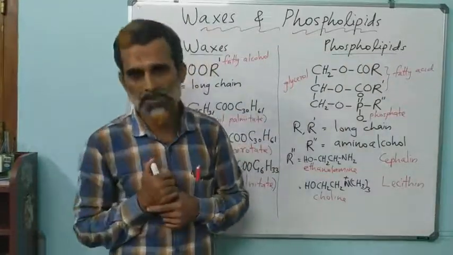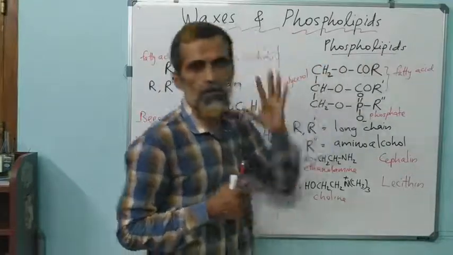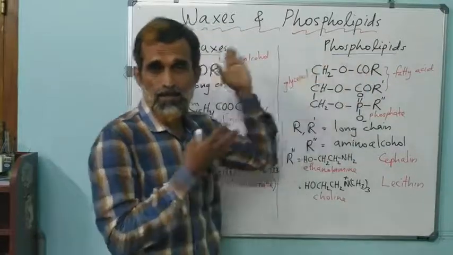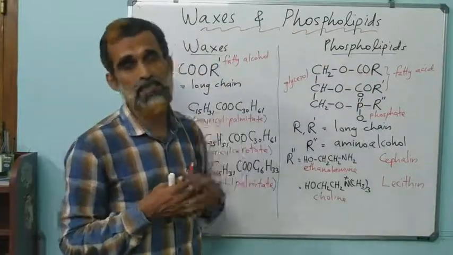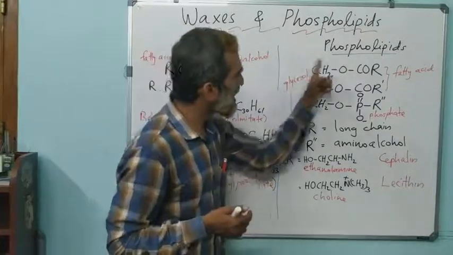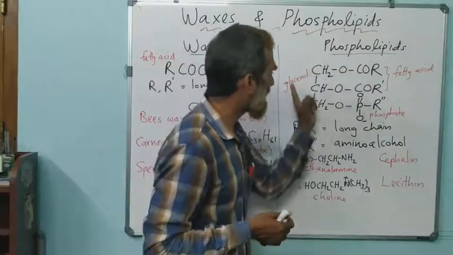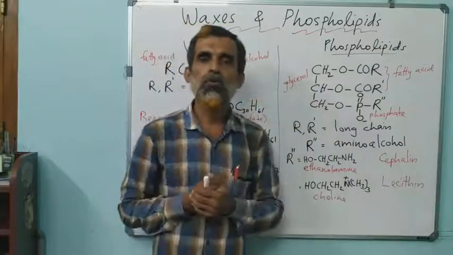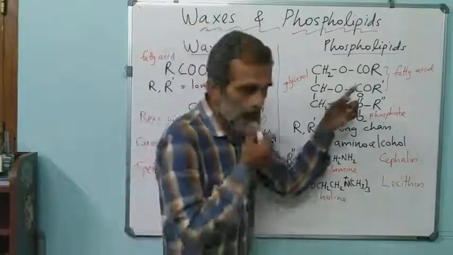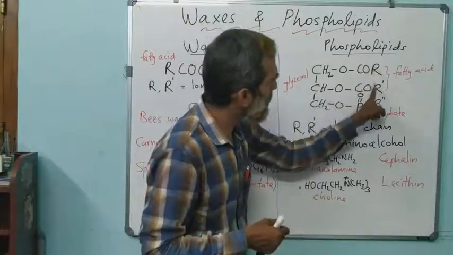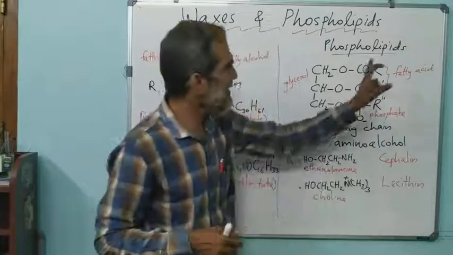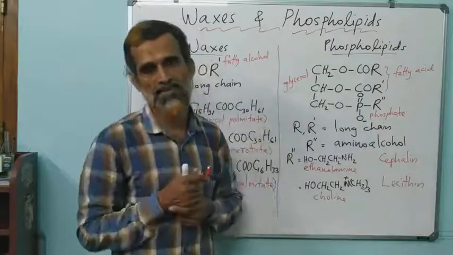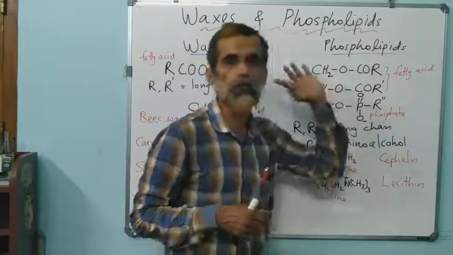Compound or complex lipids. Now what are phospholipids? It is basically a triglyceride, just like oils and fats which we discussed in the previous video. It's a triglyceride, that means the alcohol part is glycerol. So it is a triester, similar to oils and fats. But the difference is, the first two groups are fatty acids, but the third one is not a fatty acid, it is a phosphate group.